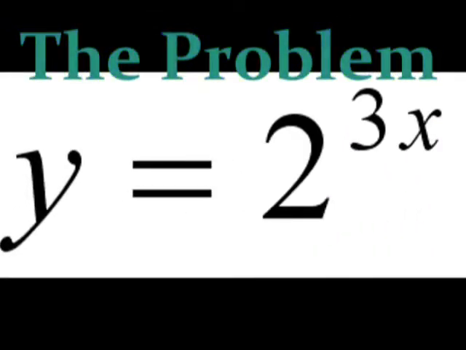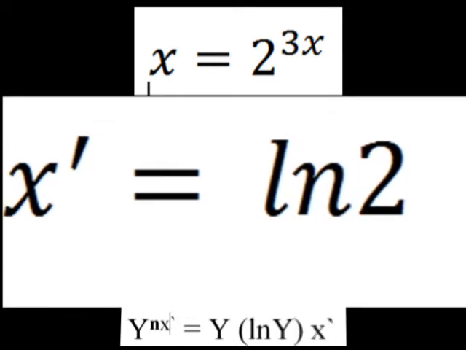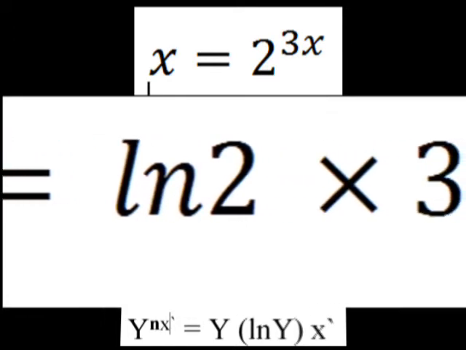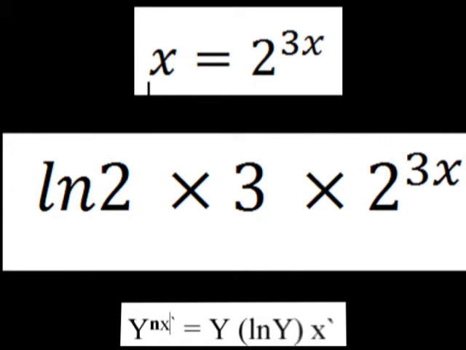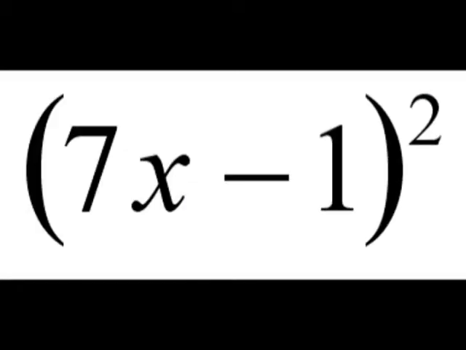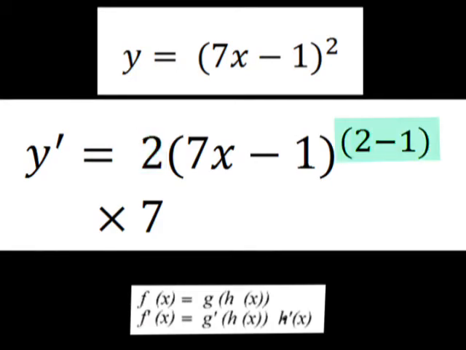Let's review the solution. We divide the problem into two separate parts and use the exponential rules of derivatives to find the derivative of 2 to the power of 3x. Now look at 7x minus 1 squared and use the chain rule to find the derivative of this function.